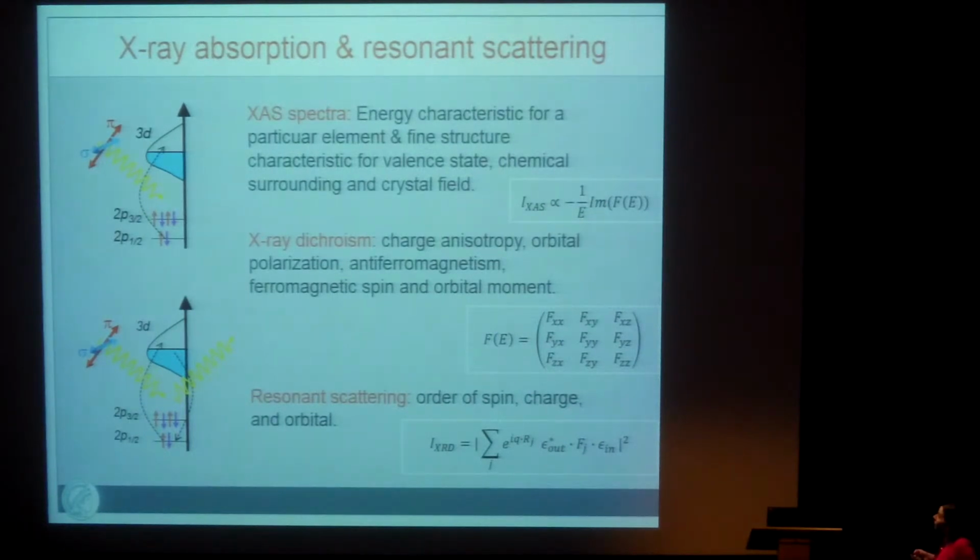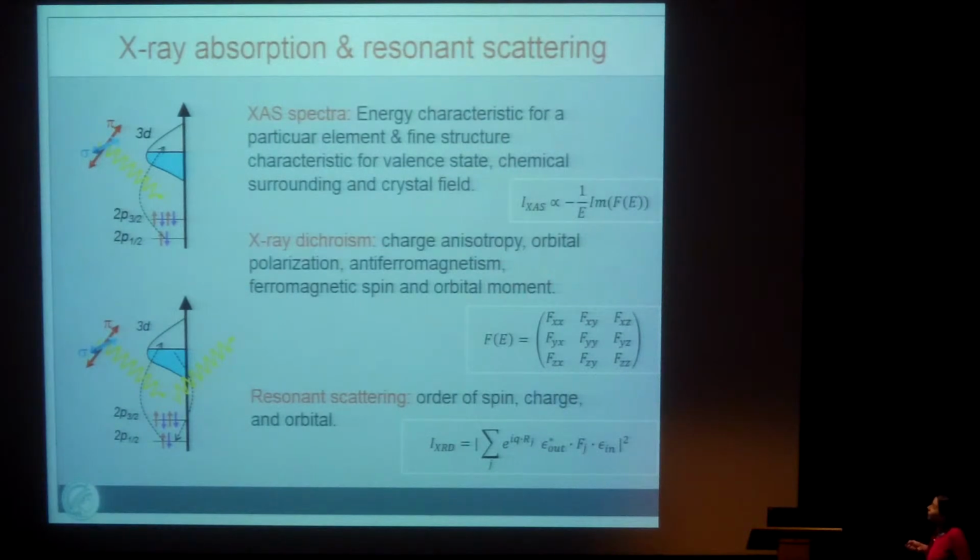The fine structure of these absorption spectra can give you very valuable information. First of all, the energy is characteristic for the particular elements, so by tuning the energy to a certain edge, you can study them in an element-sensitive fashion. The fine structure is very characteristic for the valence state, chemical surrounding, and crystal field. And by using the polarization of the incoming light, either linearly or circularly polarized, you can study the X-ray dichroism, which also gives you important information on the orbital polarization. I will come to this later.